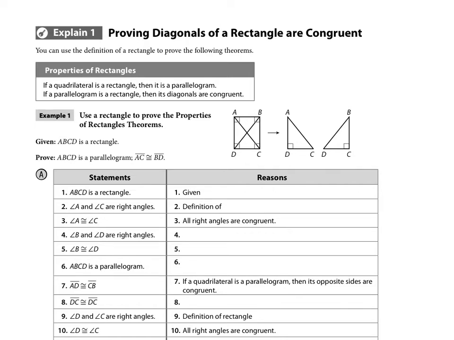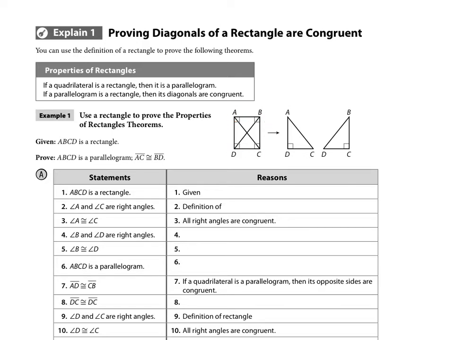The properties of rectangles are the following. If a quadrilateral is a rectangle, then we can safely assume that it's also a parallelogram. So it's one of those subcategories of parallelograms. And then if a parallelogram is a rectangle, we also know that it's a parallelogram whose diagonals are congruent. Diagonals congruent. So in example 1 here we have a rectangle drawn.